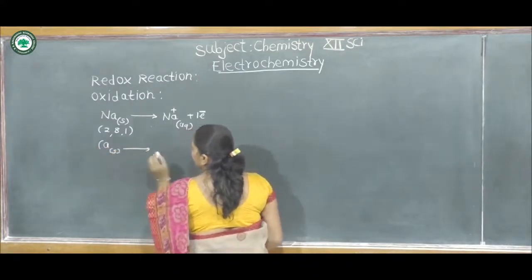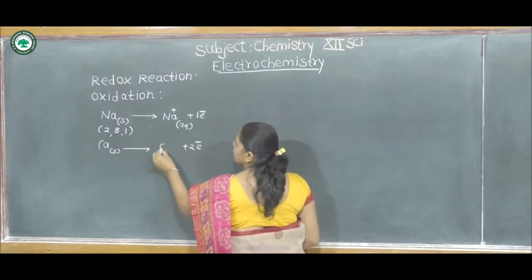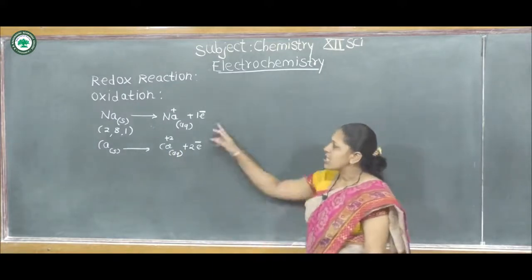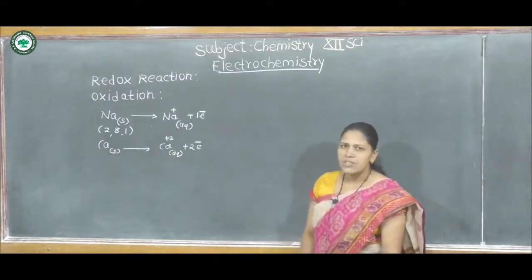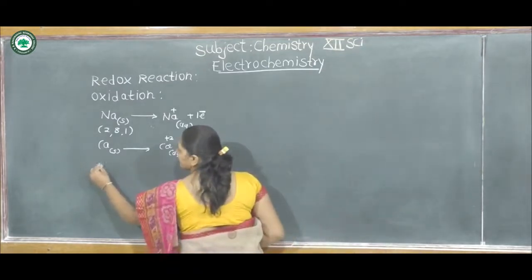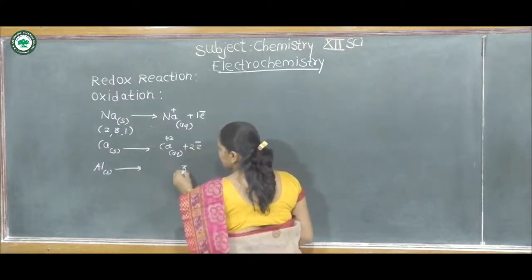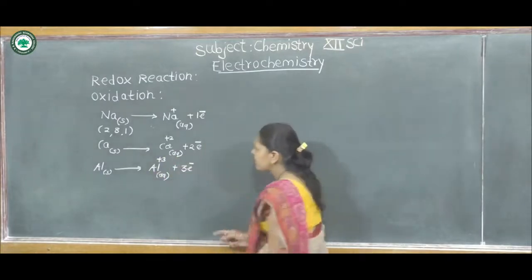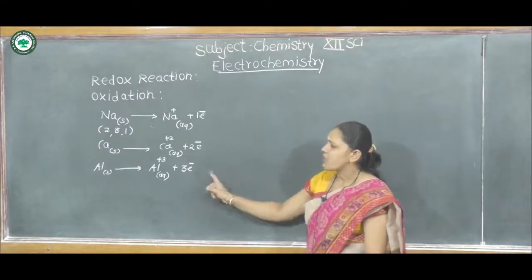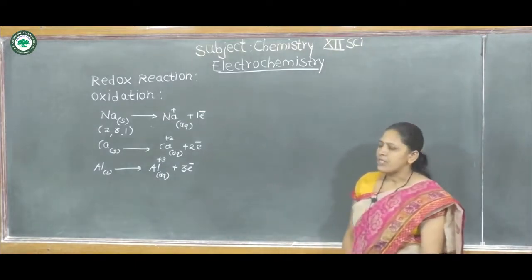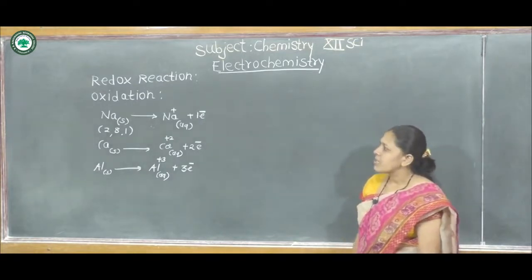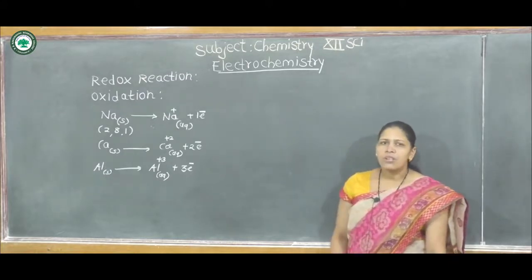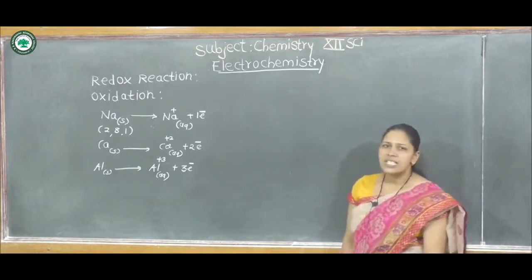calcium, if it loses 2 electrons, then it acquires Ca2+. That is, in the first case 1 electron is lost, in the second case 2 electrons are lost, and the third example is aluminium. If it loses 3 electrons, then it acquires Al3+ charge. In these 3 examples, 1 electron, 2 electrons and 3 electrons are lost by sodium, calcium, aluminium respectively. Therefore, oxidation is loss of one or more electrons by any species.